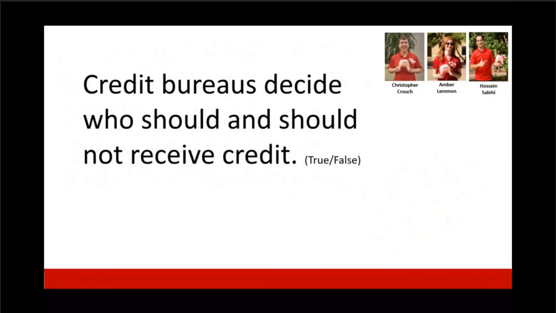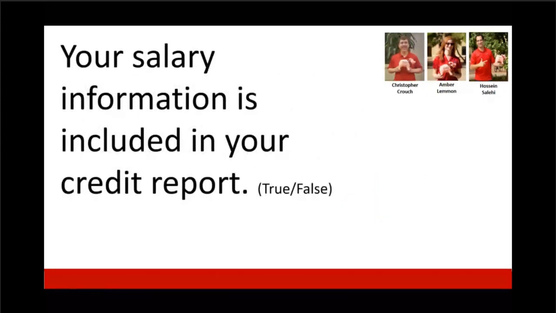So next question. Credit bureaus decide who should and should not receive credit. True or false? What do credit bureaus do? They report. So all they do is report. Who decides whether or not you get a loan? Banks, credit unions, yeah. Okay, so it's false.